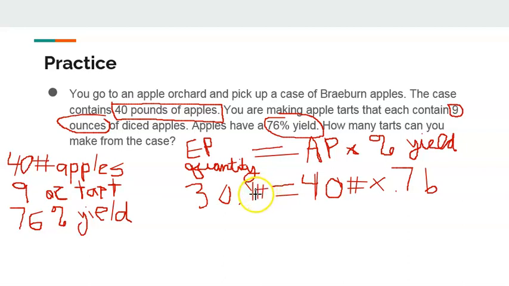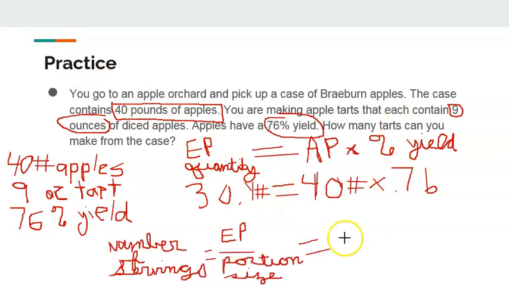So now we're going to figure out the number of servings through the formula number of servings equals edible portion divided by portion size. So we're going to take this 30.4 pounds of edible portion quantity and plug that into the top of our formula, 30.4. And then our portion size is going to be 0.5625 pounds.